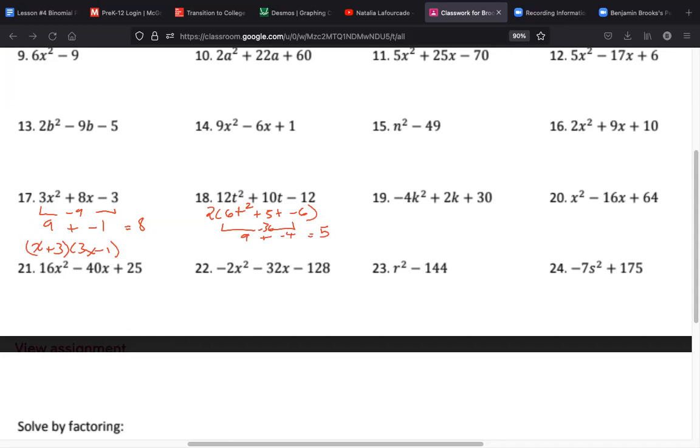We're dividing everything by 6. So you end up with 2 times, let's see, 9 over 6 reduces to 3/2. So 2x plus 3. And -4 over 6 reduces to -2/3. So 3x minus 2.